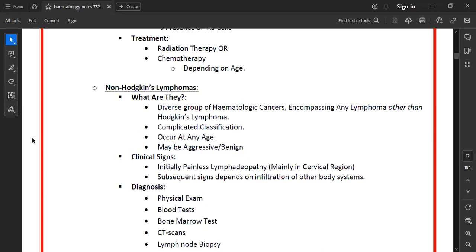So read for yourself if you want to know how these non-Hodgkin lymphomas are classified. But these ones can occur at any age and may be aggressive or benign. The clinical signs for most of these are initially painless lymphadenopathy, the swelling of the lymph nodes, but pain develops as time goes. Then subsequent signs depend on infiltration of other body systems, which will lead to the signs and symptoms of those systems.